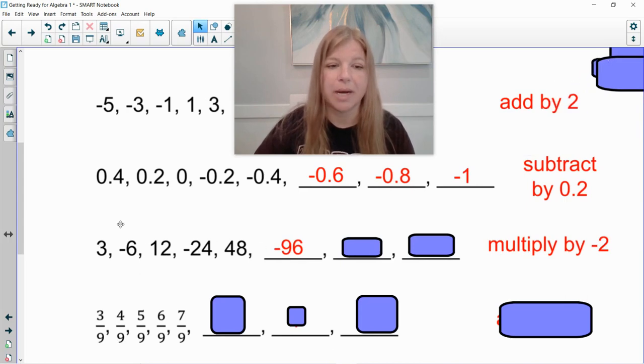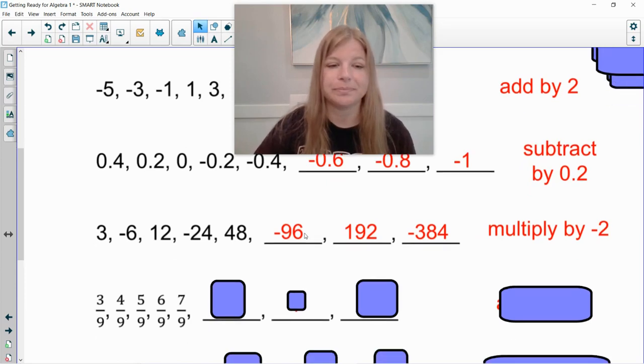So notice the pattern: positive, negative, positive, negative, positive, negative. So you know the next one's going to be positive. It's going to be positive 192. Multiply that by -2 and we get negative 384.